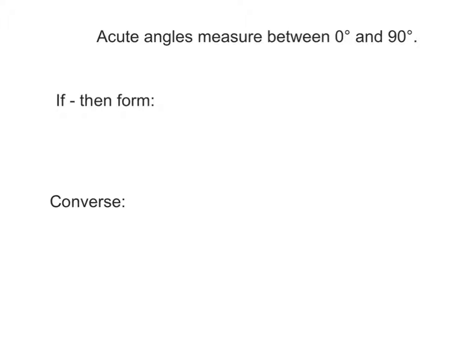So the first one is acute angles measure between 0 and 90 degrees. So your if-then form, if there is no if in the sentence, which there is not, this is my if part, the first part of the sentence. This is my then part. So if there is no if, the first part is your if, the second part is your then. If there is an if in the sentence, then that part is your if part. So now we got to make it make sense.